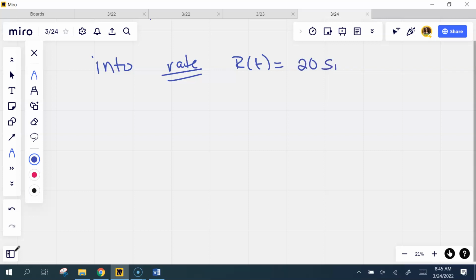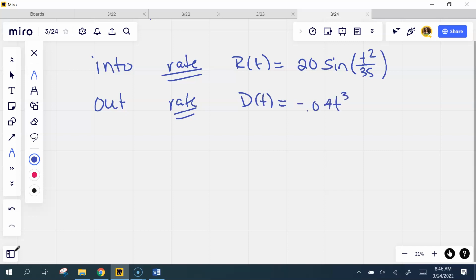I note these on my paper as well. I will mark up a problem as I'm reading through it to make sure I understand what is going on. R of t is in cubic feet per hour, t is measured in hours, between 0 and 8. The pipe is partially blocked, allowing water to drain out the other end of the pipe at a rate. So out at a rate. Again, I'm talking about another derivative. D of t equals negative 0.04 t cubed plus 0.4 t squared plus 0.96 t.